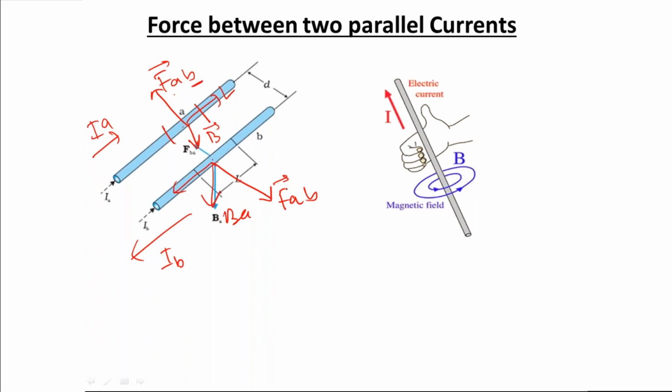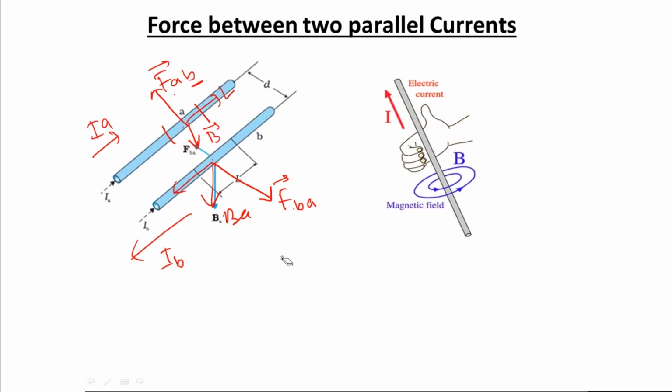So they are pushing each other. This is the force of A due to B, and this is the force on B due to A. So they will be pushing each other. You just sit quietly and try to demonstrate your thumb rule and the rule for the cross product, to find out the direction of B and the direction of L. Then you find out the forces.